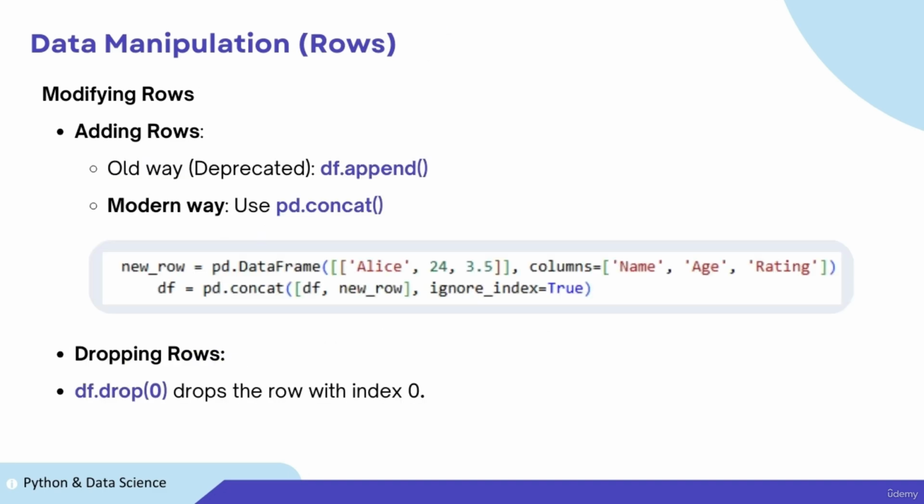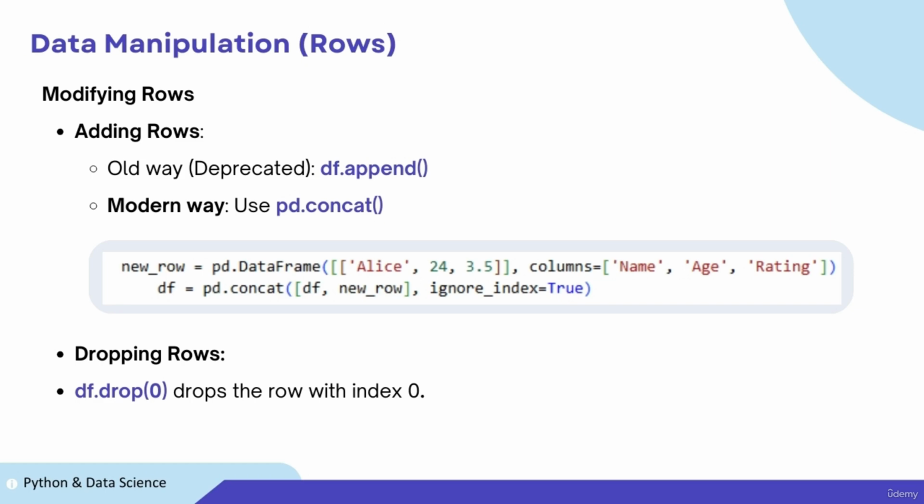Now let's look at modifying rows. If you need to add new data to the bottom of your data frame, be careful. The old method, append, is deprecated. The modern way is to use pd.concat. You create a new data frame for your new row and then concatenate it with your original one. The syntax is pd.concat([list of data frames], ignore_index=True).